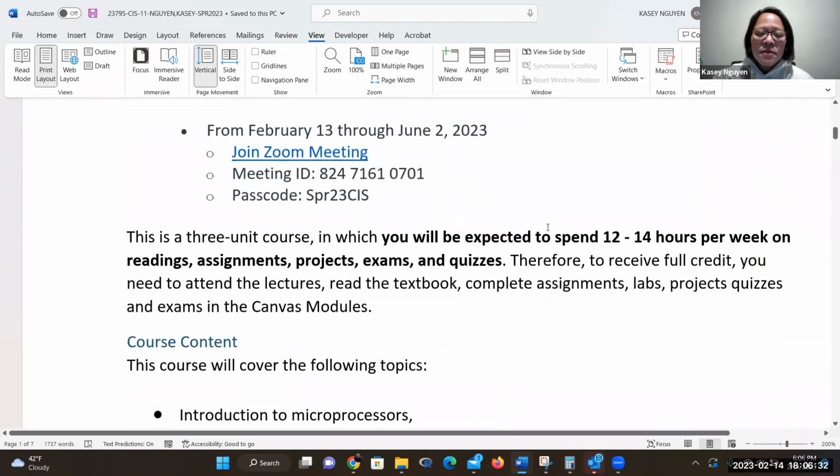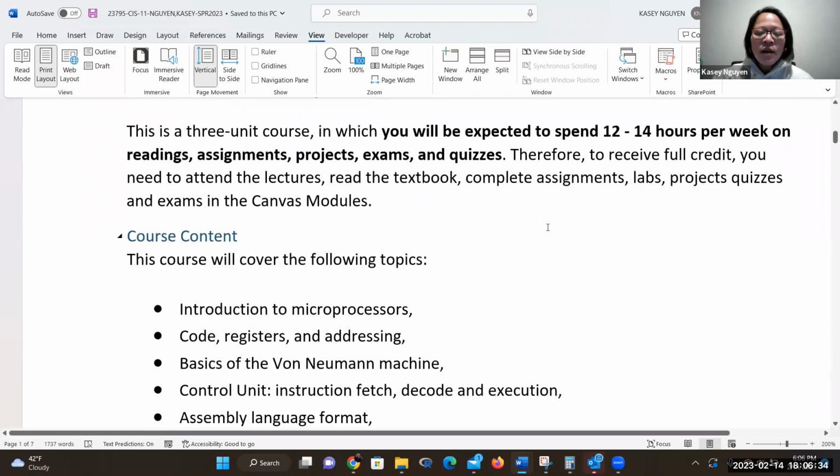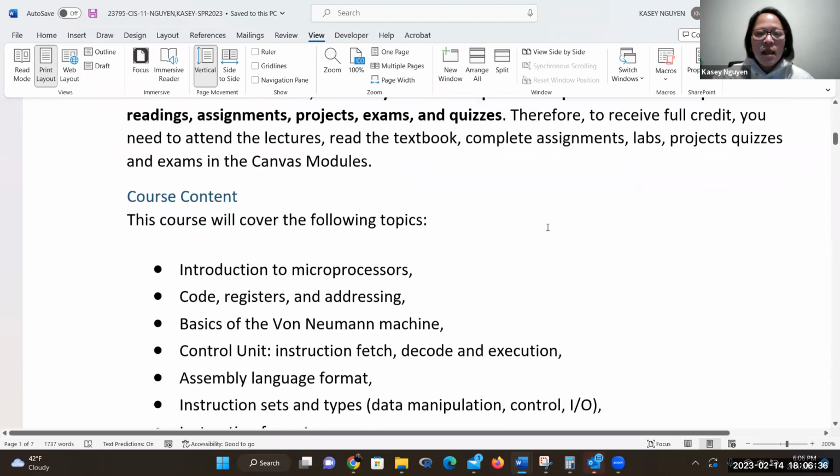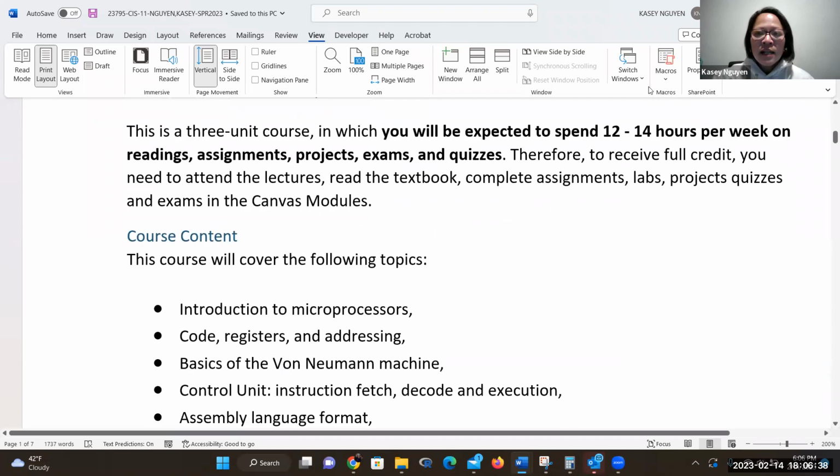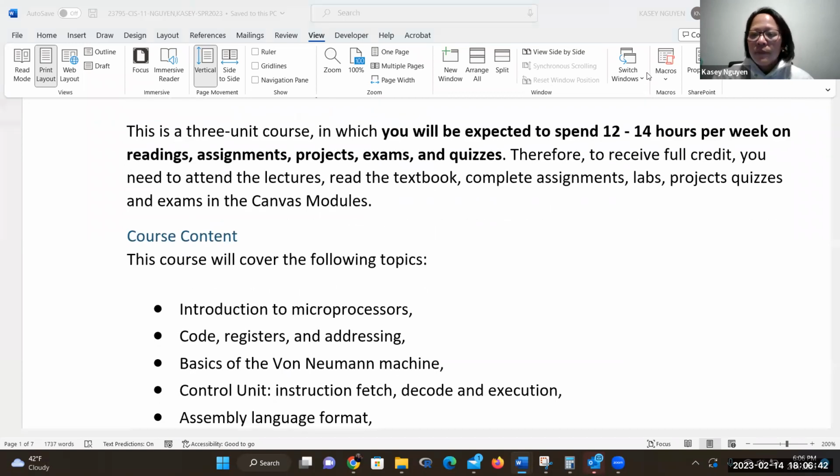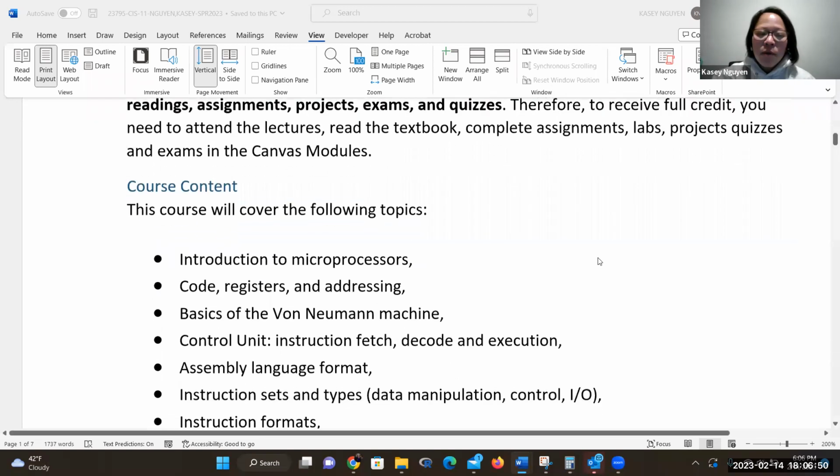We talked about the Zoom session. So Tuesday, we are going to cover lecture and assignments. And then on Thursday, starting next week, we're going to cover the programming side.